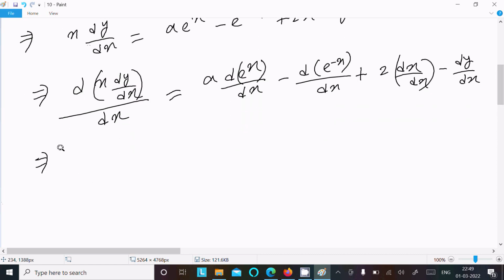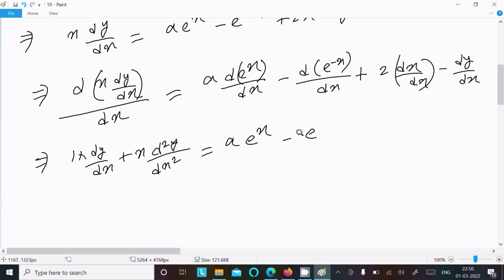So doing the differentiation, the differentiation of x is 1, into dy/dx, and here x dy/dx differentiation gives d²y/dx², and here a e^x only, and this value comes minus e^x. So here minus minus changes to plus. If you want, you can write in the detailed way: minus e^(-x) differentiation, minus, and here minus 1, and this is here 1, dy/dx.